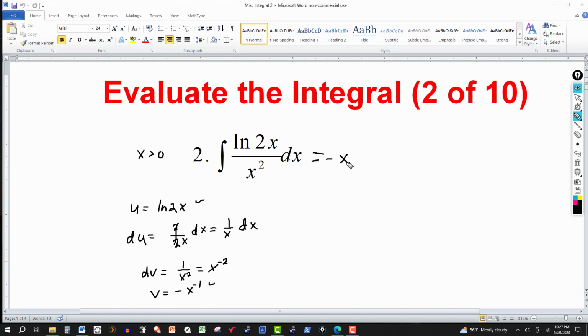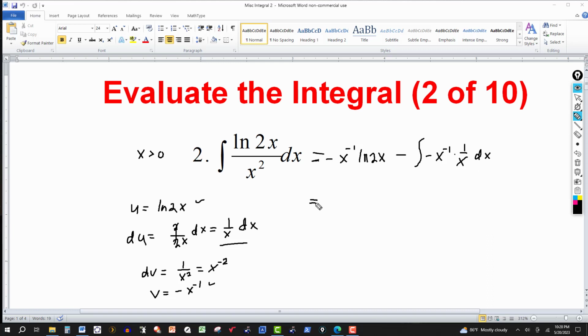This will be minus, I put the x to the negative 1 in front, and then I put the u next. That's uv or vu. This will be ln of 2x. And then it's minus the integral of v du. So there's v that has a minus x to the negative 1. And that's going to be times du. And du is this right here. So that'll give me times 1 over x dx.